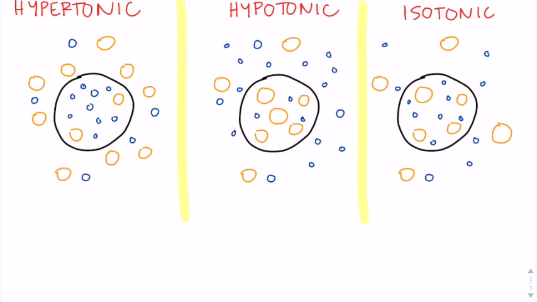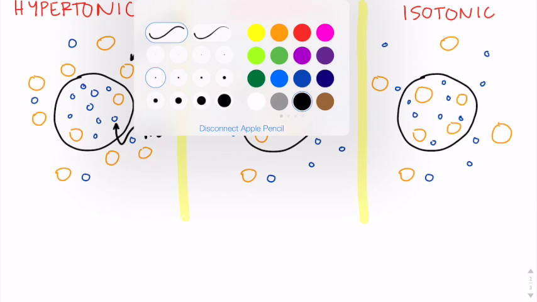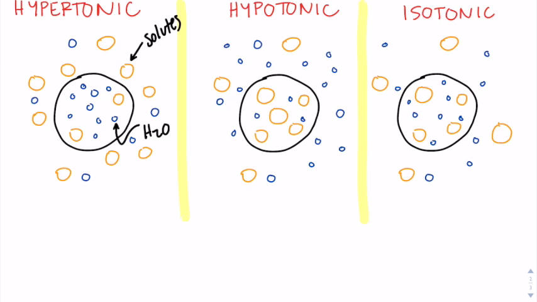In a hypertonic solution, there are more solutes on the outside than on the inside of the cell. So, our little orange molecules represent our solutes, and these are going to be our water molecules. I'm going to dictate the direction that the water is moving with these purple arrows. The water will want to move out of the cell because there are less solutes in its way, blocking it from moving outwards. As you can see, there are less solutes inside of the cell versus outside of the cell. Overall, the net movement of water will be out of the cell.